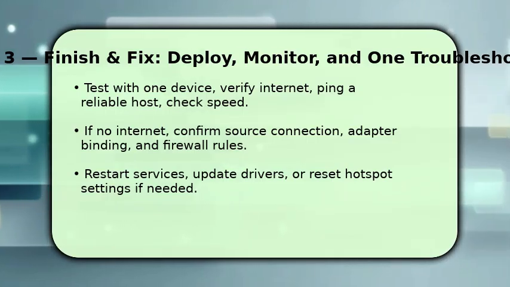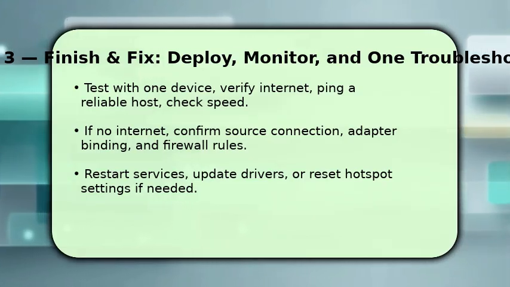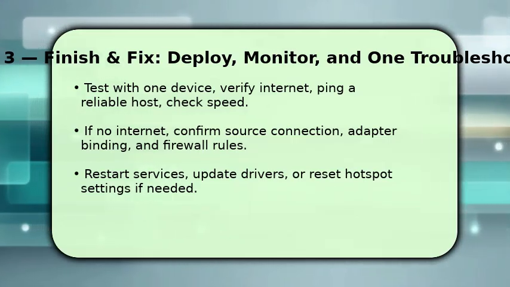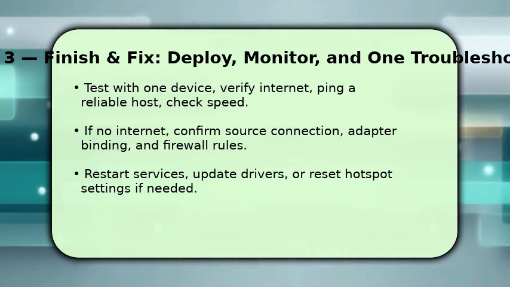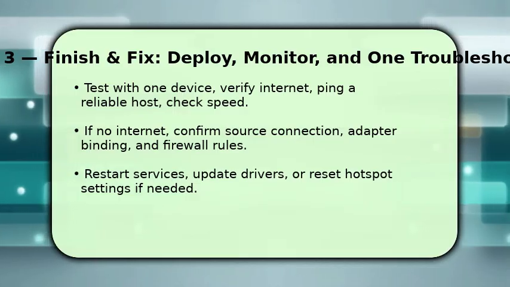Firewalls can block NAT or DHCP, so inspect rules and allow sharing. Once you make changes, restart the hotspot service or reboot the desktop to clear stale state. If problems persist, update drivers and reconfigure hotspot settings. This resolves most setup issues.